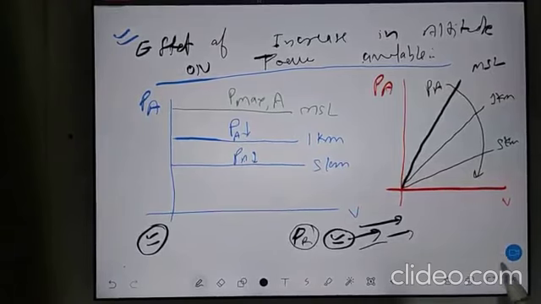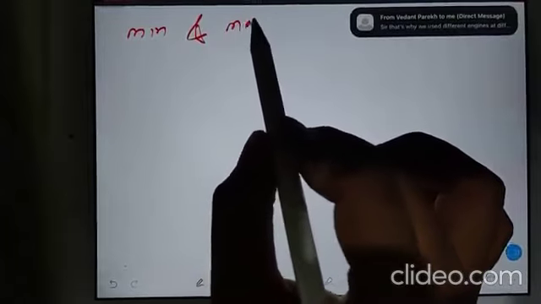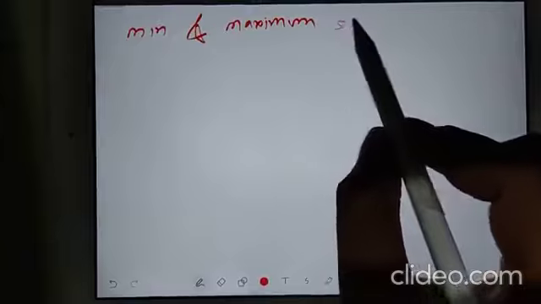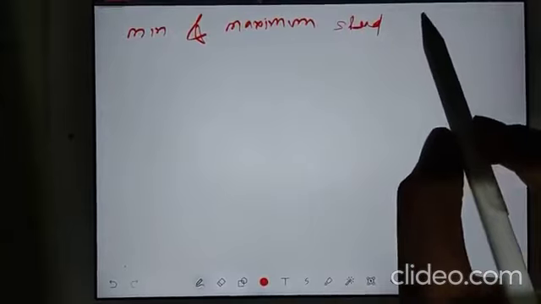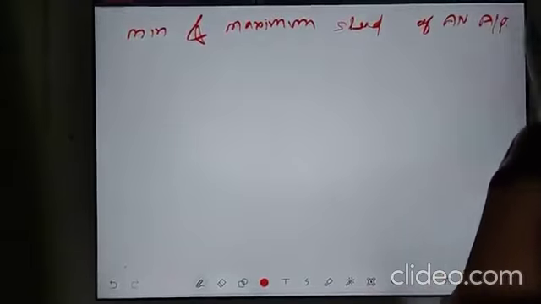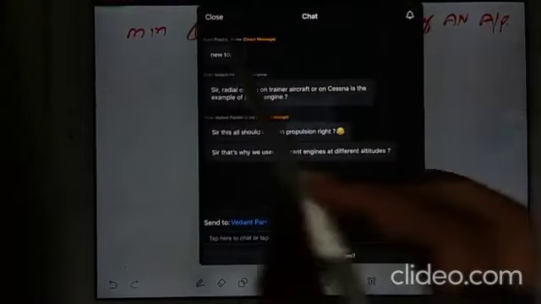Okay, I will change the page. Now see, we will understand a new topic by combining these two diagrams, minimum and maximum. Just a minute, I will read the complete chart. Minimum and maximum speed of an aeroplane. What is the chart?